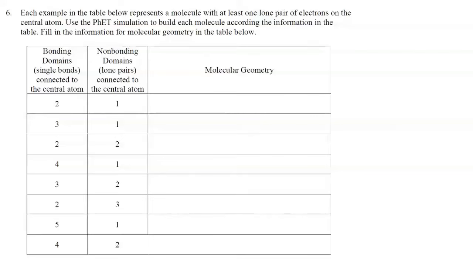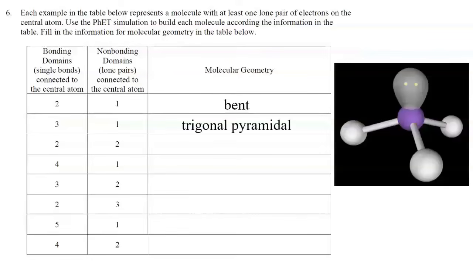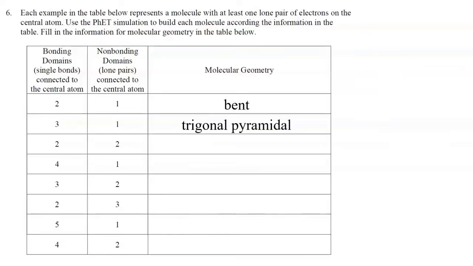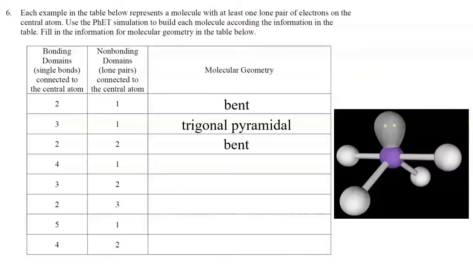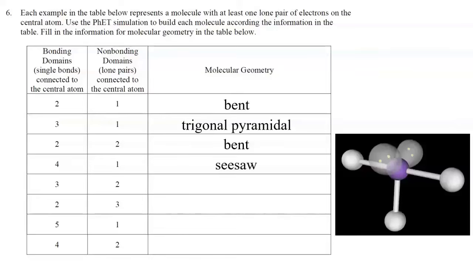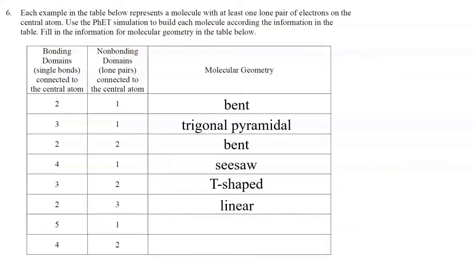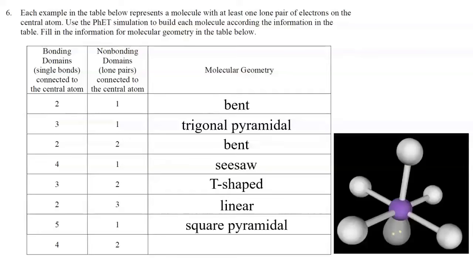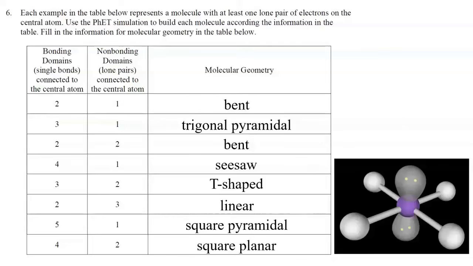Okay, so just to summarize, number 6, 2 bonds, 1 lone pair, that would be bent. 3 bonds, 1 lone pair, trigonal pyramidal. 2 bonds, 2 lone pairs, bent. 4 bonds, 1 lone pair, seesaw. 3 bonds, 2 lone pairs, T-shaped. 2 bonds, 3 lone pairs, linear, 5 bonds, 1 lone pair, square pyramidal, and 4 bonds, 2 lone pairs, square planar.